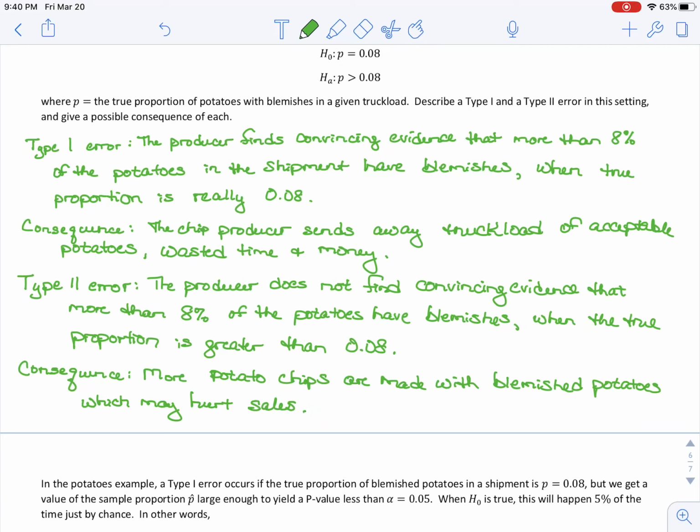Sometimes you'll get some problems asking for the more severe of the consequences. This particular one kind of depends on who you are. For example, if you are the potato supplier and you just had this truckload sent away and it was a fine truckload, then type 1 hurts you more. If you are the potato chip maker, this one hurts you more because you thought the shipment was fine. You used the potatoes to make those chips, and maybe people get ticked off because you got some weird looking chips being made. So sometimes it's a little more obvious.